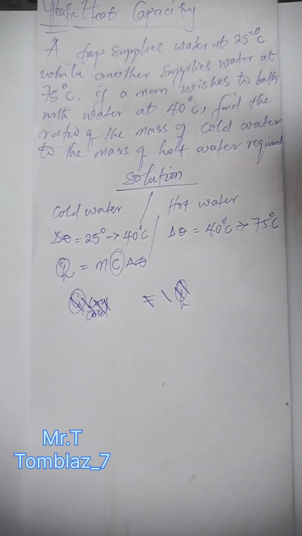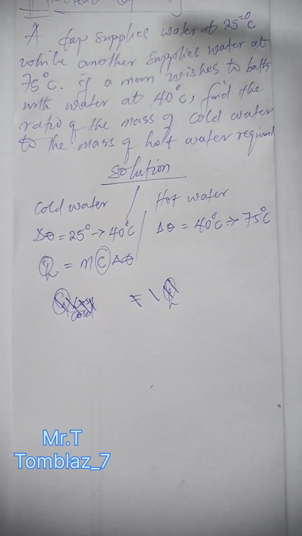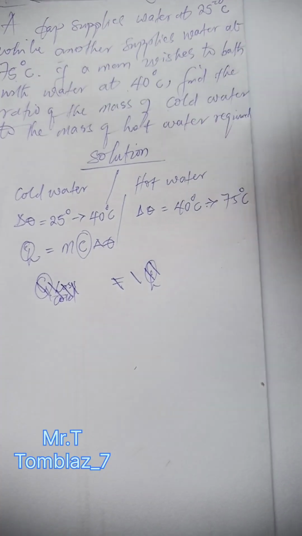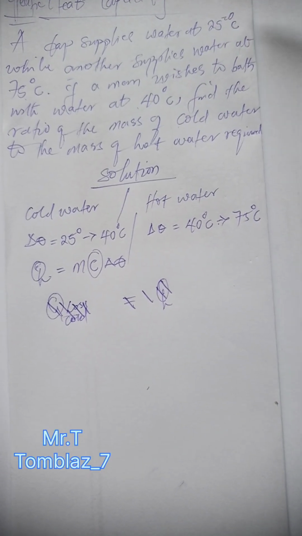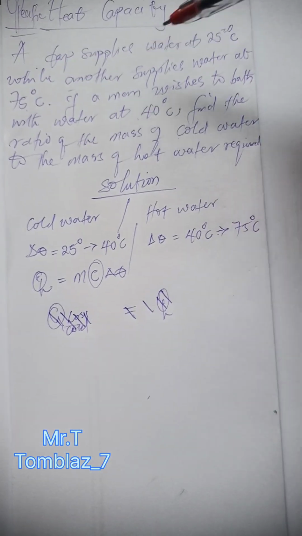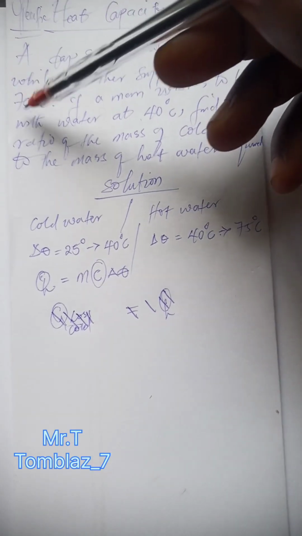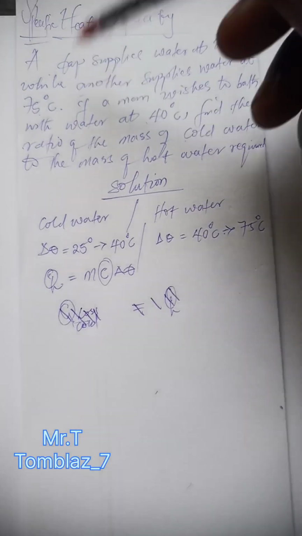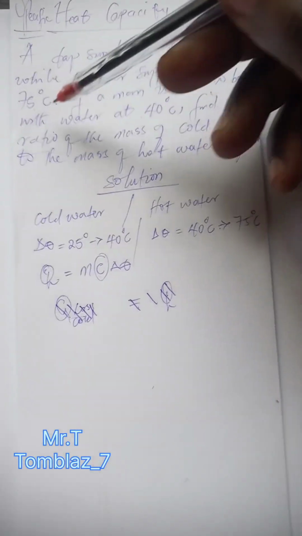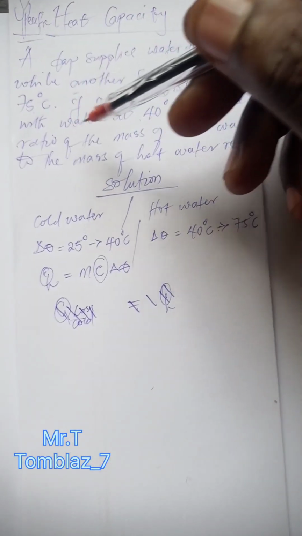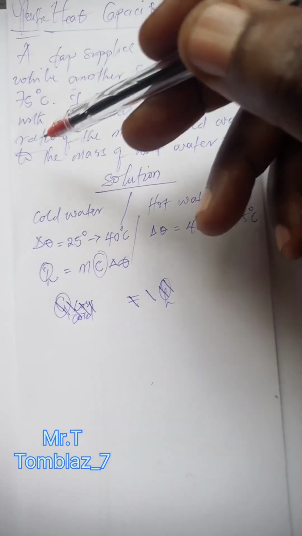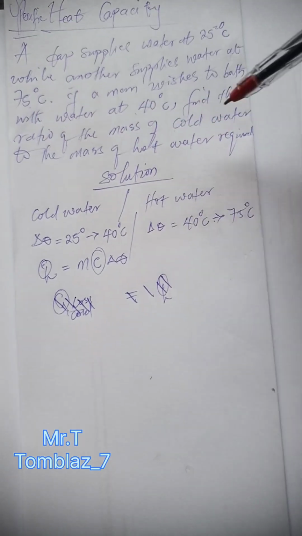Hello and welcome back. I have a question on specific heat capacity which says one tap supplies water at 25 degrees centigrade while another supplies water at 75 degrees centigrade. Now, if a man wishes to bath with water at 40 degrees centigrade, we should find the ratio of the mass of cold water to the mass of hot water required.